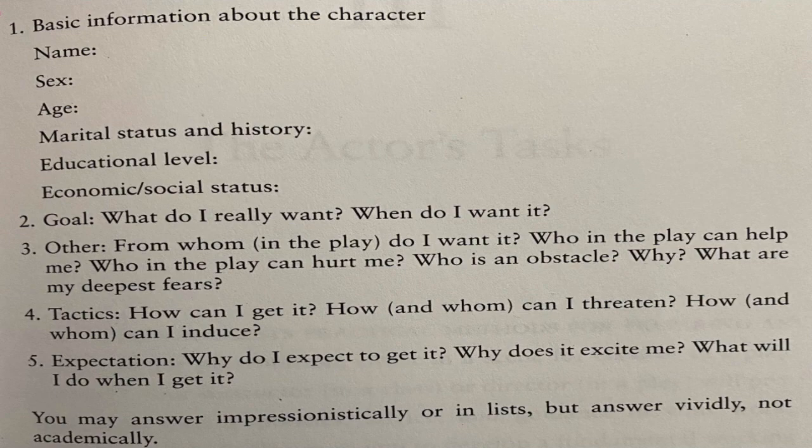Here are some basic questions that you can answer as a way to figure out your GOTE and your AMASH. Your character's name, first, last, middle, whatever they have, their sex, their gender, their age, their marital status and history, their education level, their economic and social status in the play and in life, etc. Their goal: what do they really want? When do I want it? Others, or obstacles: from whom in this play do I want it? Who in the play can help me? Who in the play can hurt me? Who is an obstacle? Why?